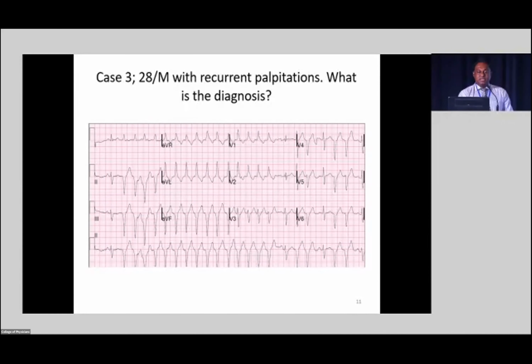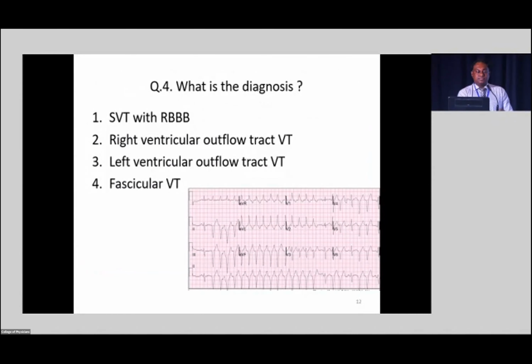And this is a 28-year-old gentleman, and he underwent an echocardiogram which showed a structurally normal heart. This happens in episodes. So what is the diagnosis? Is it an SVT with a right bundle branch block? Is it a right ventricular outflow tract VT? Is it a left ventricular outflow tract VT? Is it a fascicular VT?